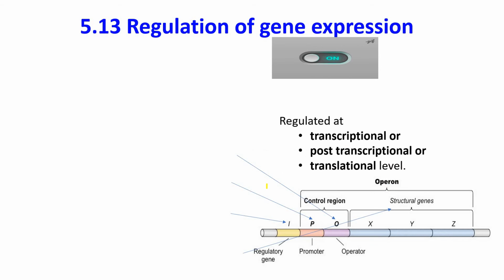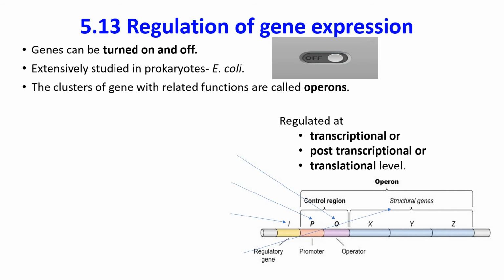Then 5.13, regulation of gene expression. The gene expression can be turned on and turned off. It was extensively studied in prokaryotes with the help of Escherichia coli. The cluster of genes with related functions are called operon.